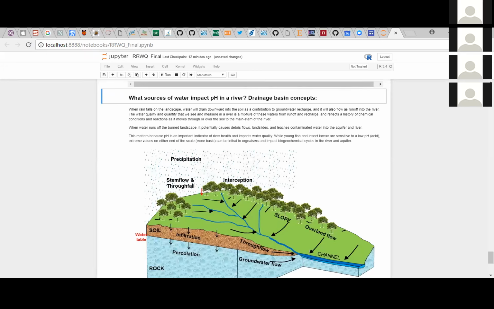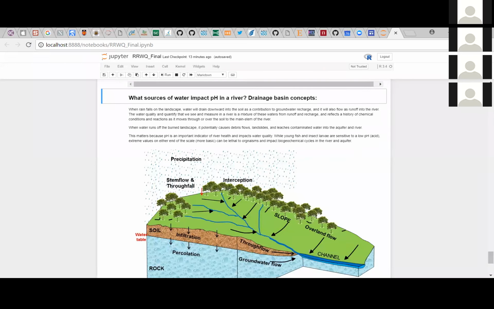So if we think about a drainage basin and the concept of water flowing across a landscape, when water falls, it's going to drain into the soil as groundwater recharge, but it's also going to run off into the river. So when we measure water at any single point in time in the river system, it's a combination of multiple sources of water and multiple reactions that have taken place during the time that it has flowed within the landscape.